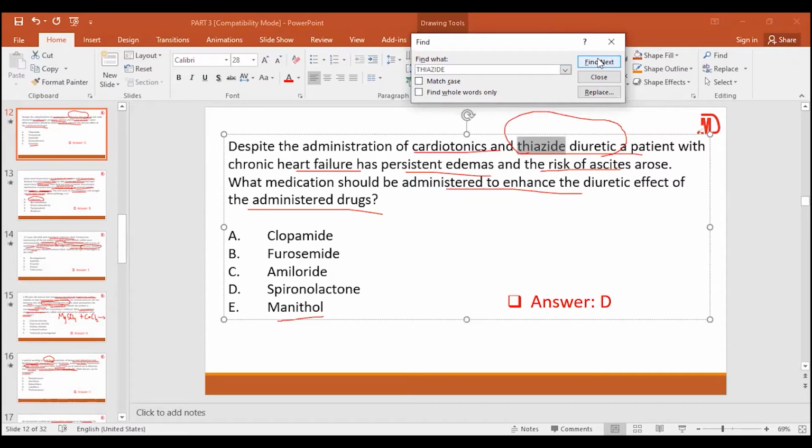My question is that they were like, despite the administration of cardiotonics and thiazide, like hydrochlorothiazide and everything, the person has chronic heart failure and persistent illness and risk of eyesight, blah, blah, blah. And what medication should be administered to enhance the diuretic effects of the administered drug? I was thinking it should be furosemide. I want to understand why it was spironolactone, because furosemide is a loop diuretic. Okay, good. Very good. So this one I'll answer myself.